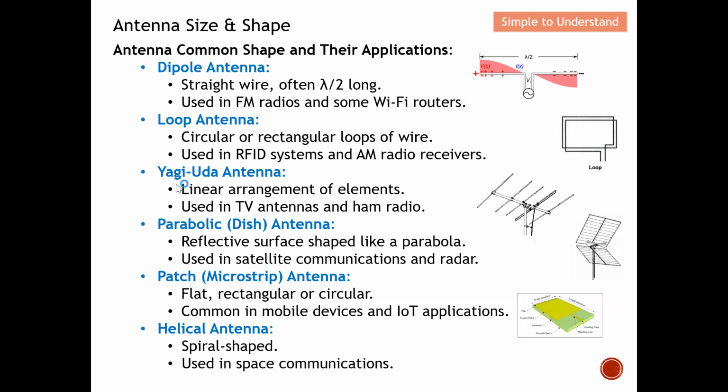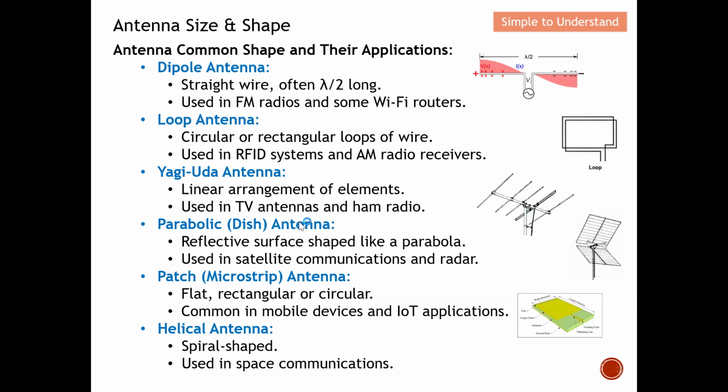Next will be the Yagi-Uda antenna. Basically it is a linear arrangement of elements, and you can see that this is a linear arrangement of elements. Typically, we use this to receive our TV programs. So basically this is what it means. Mainly we use this as a TV antenna and also for some amateur radio.